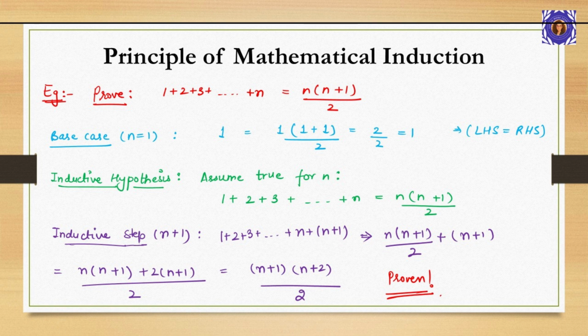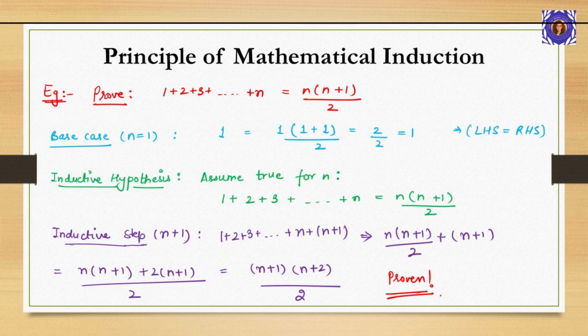Then we have the inductive hypothesis. Assume that for some n greater than or equal to 1, we have 1 plus 2 plus 3 up to n equals n(n plus 1)/2. Then we have the inductive step: to prove that 1 plus 2 plus 3 plus up to n plus 1 equals (n plus 1) multiplied by (n plus 2) divided by 2.